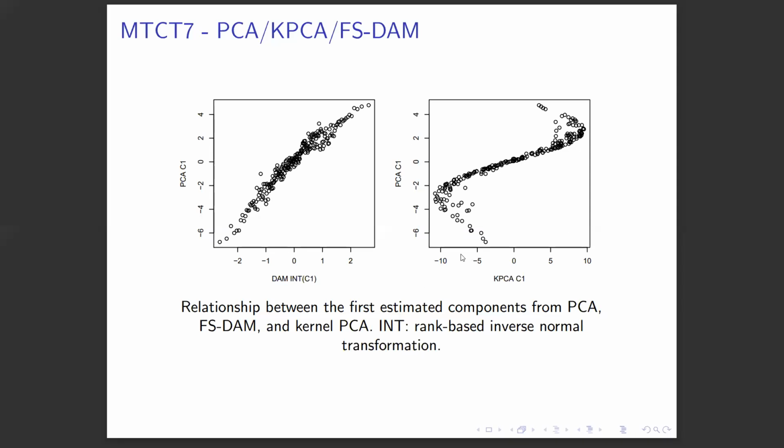And in this panel here, it's a different method. It's the kernel PCA method. So with the kernel PCA method, when you do a scatter plot with the PCA first component, you see this kind of relationship. And so here you see a monotone relationship, and that's because we enforce the monotonicity. And this makes the kernel PCA first component a little harder to interpret, if you will.